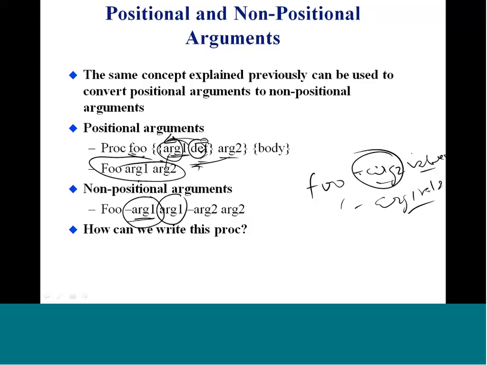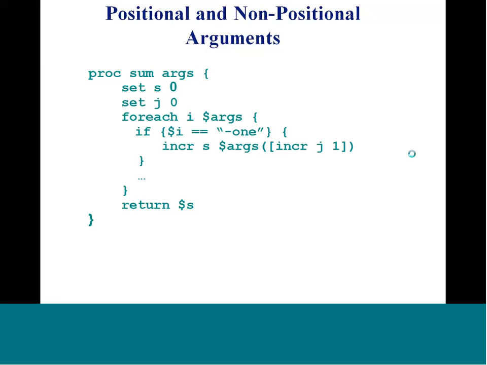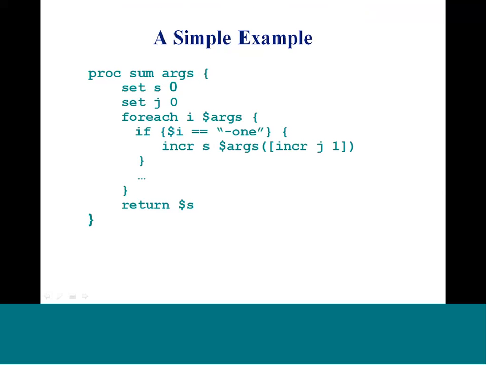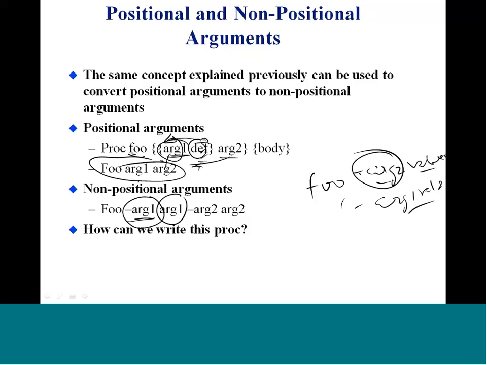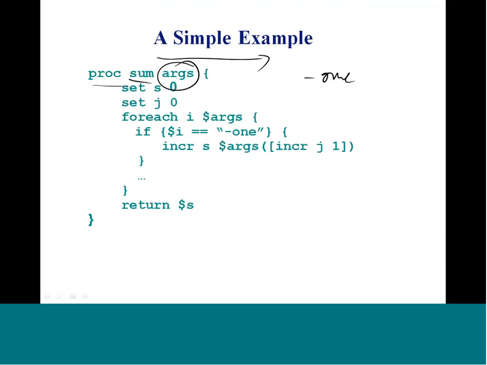The way to do this kind of procedure is as follows. Here is a simple example, the same procedure sum with the keyword arguments. As you know, args is a list, and it will contain arg 1, arg 2, all these things. I am assuming that you will be specifying dash 1 and the first number, and then dash 2 and the second number, things like that. Now inside the program you can look for those keywords and handle those things exactly as is. Here it's a simple increment of s with whatever the next value is, but this could be a complex program. And once you write this program, the same thing applies for each of these $i values: if it is 2 then do something, if 3 then do something, things like that.